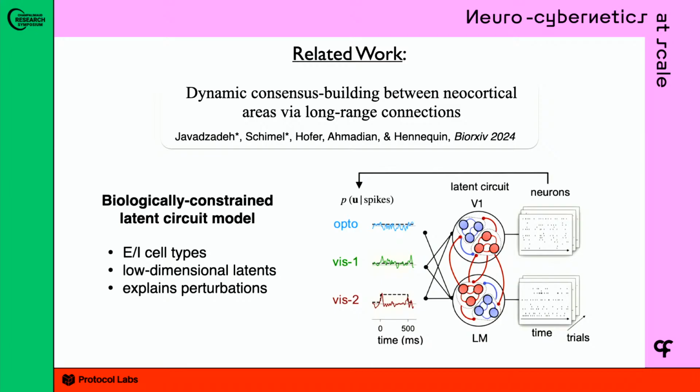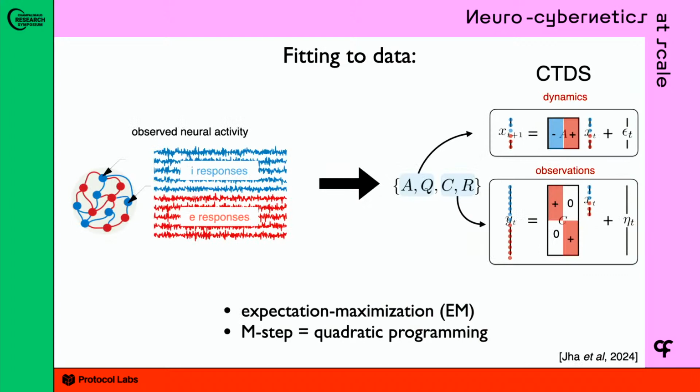Okay, so let me now talk about the problem of fitting our model to data. So in general, we'll start with some data that we'll assume come with some labels.